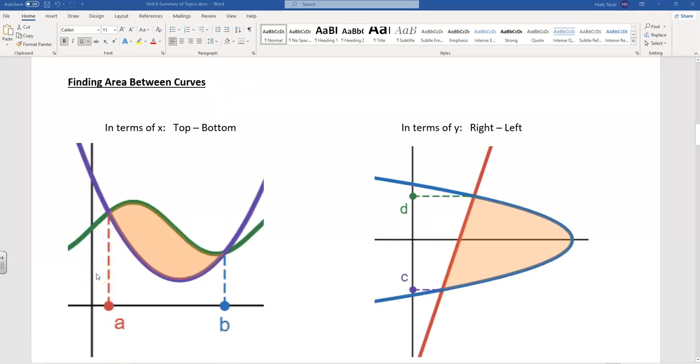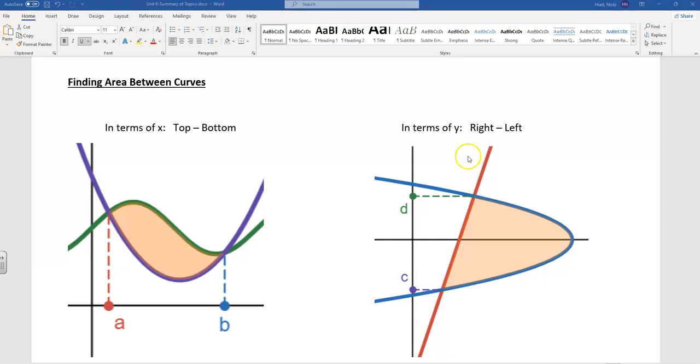Areas. Okay, so area, if you are doing this in terms of x, you're doing top minus bottom. If you're doing it in terms of y, you're doing right minus left. They are not going to tell you which one to do. But from the picture, I can see right here. Can I do right minus left for this picture? No, because I don't have a right function and a left function, right? So this has to be a top minus bottom.